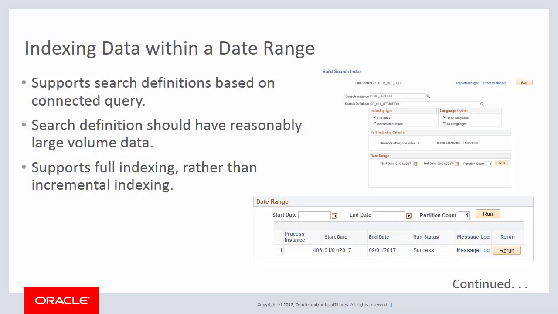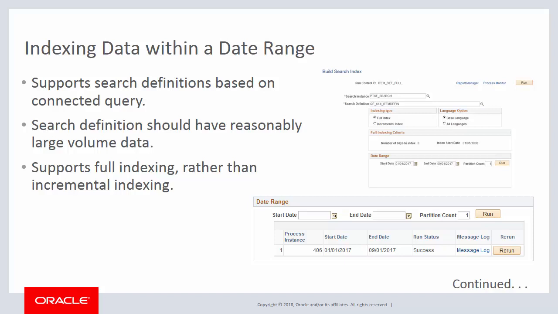To improve the performance of the indexing process, PeopleSoft Search Framework enables you to index the application data using the date range option. That is, it enables you to index smaller chunks of the application data based on a date range. Before we proceed further on this topic, you need to note the following. The date range option appears only for search definitions that are based on connected query. Indexing within a date range feature should be used for search definitions with reasonably large data volume.